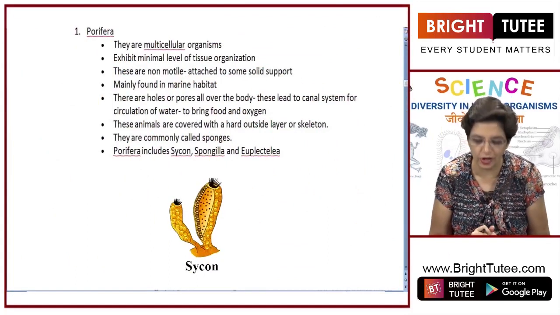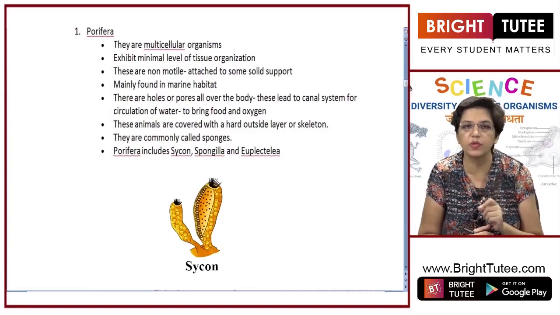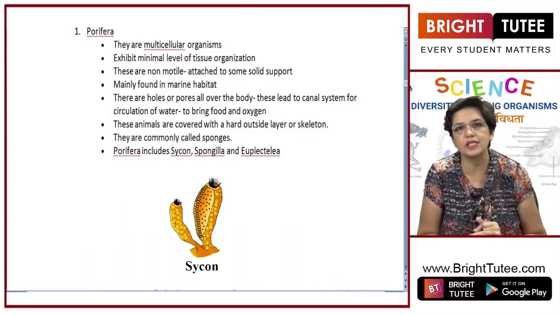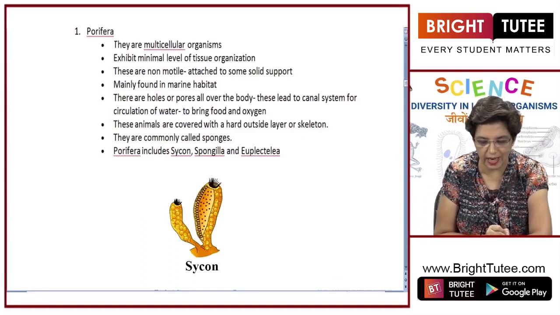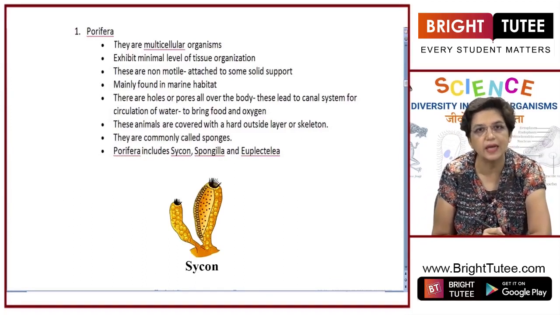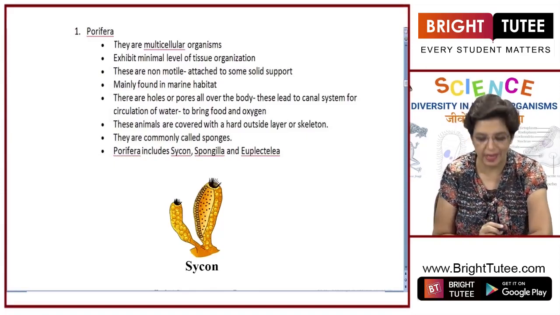First phylum is Porifera. As the name suggests, Pori comes from the word pores. So these organisms have pores in their body. First of all, they are multicellular organisms because all Animalia are multicellular. Remember that this is a common feature for all Animalia.